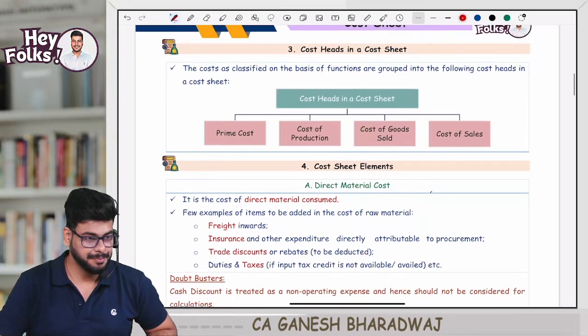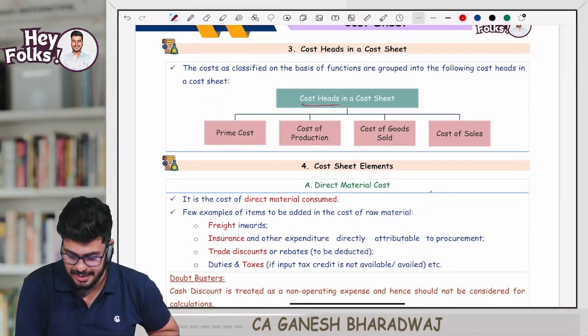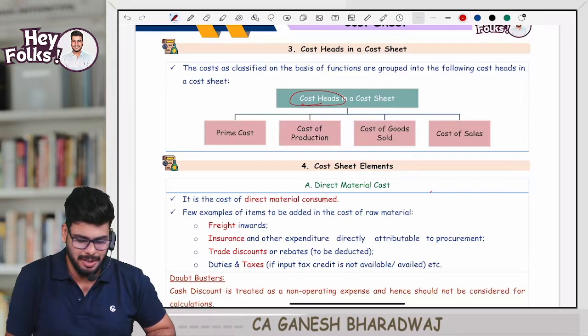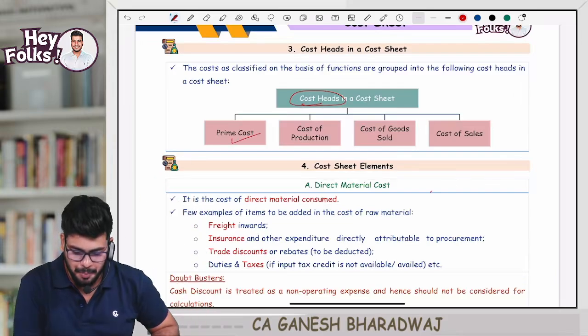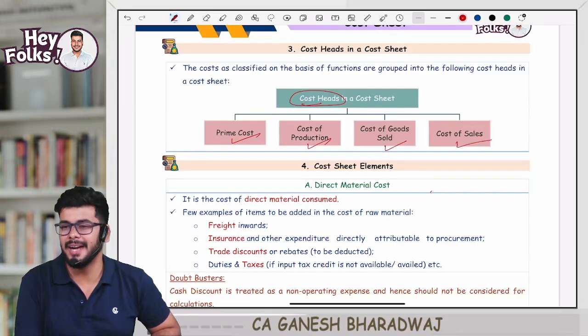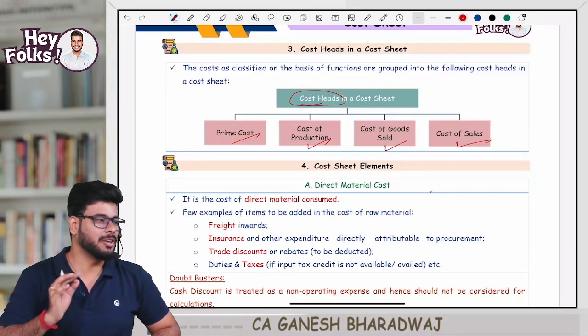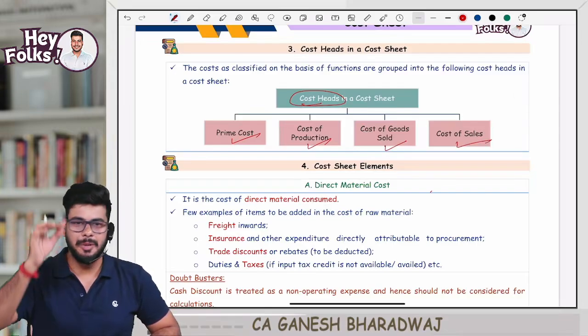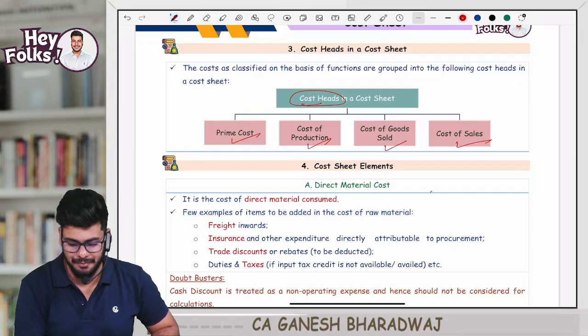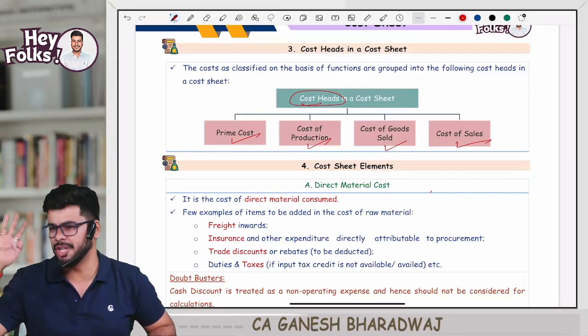Number 1, in this chapter, whenever they say cost heads, what does it refer to? The subtotals: prime cost, cost of production, cost of goods sold, and cost of sales. Clear? In the question, they are asking, prepare a cost sheet and clearly indicate the cost heads. They refer to these 4 subtotals. Are you clear with this?